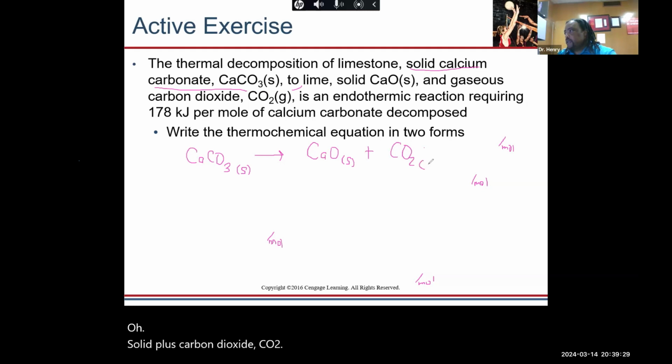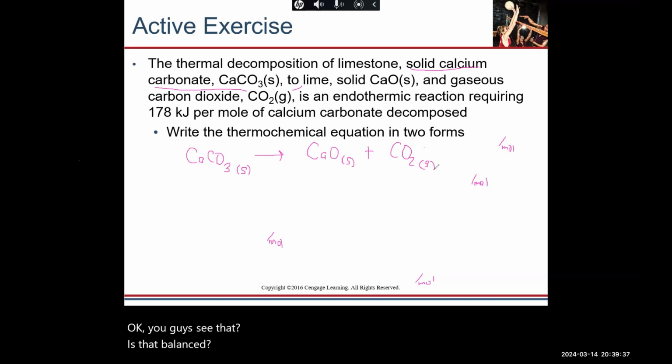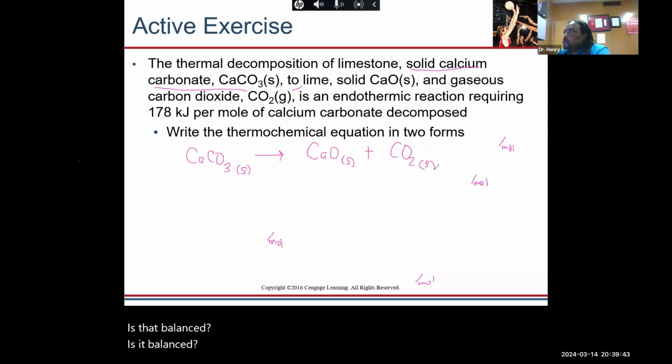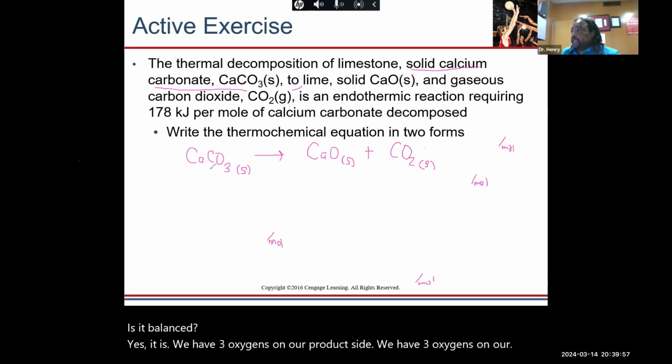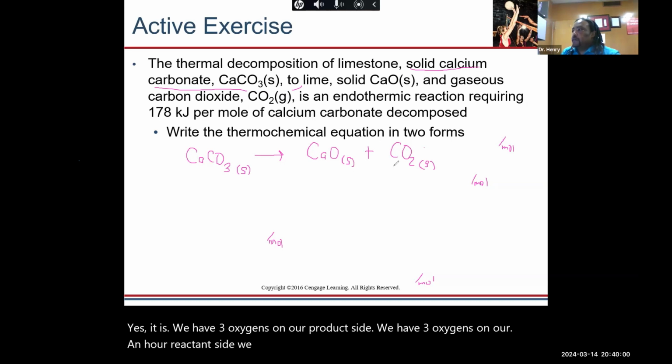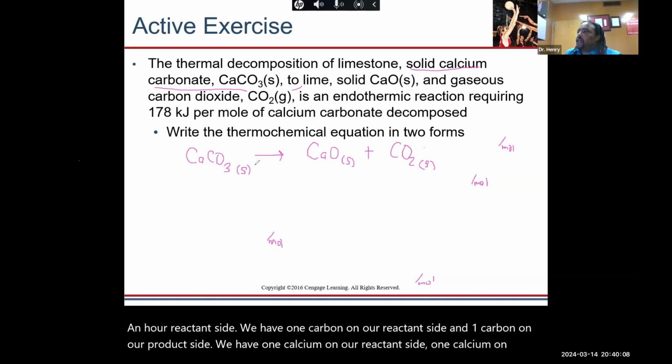Okay? You guys see that? Is that balanced? Yes, it is. We have 3 oxygens on our product side and 3 oxygens on our reactant side. We have 1 carbon on our reactant side and 1 carbon on our product side. We have 1 calcium on our reactant side and 1 calcium on our product side.